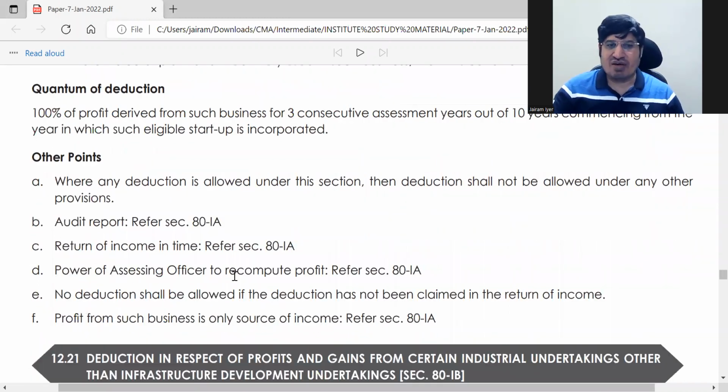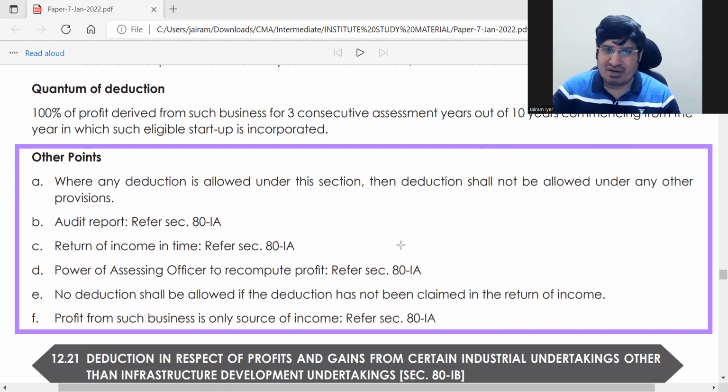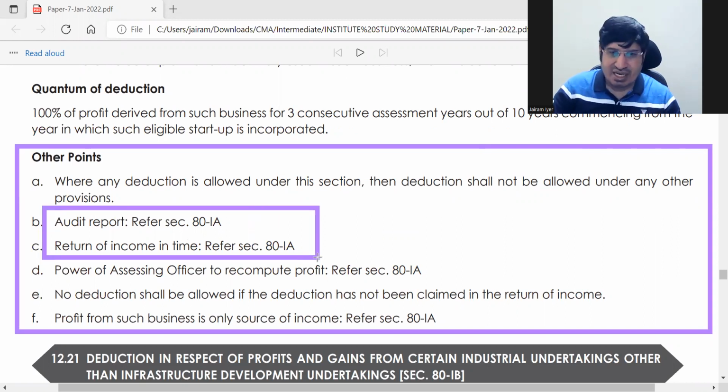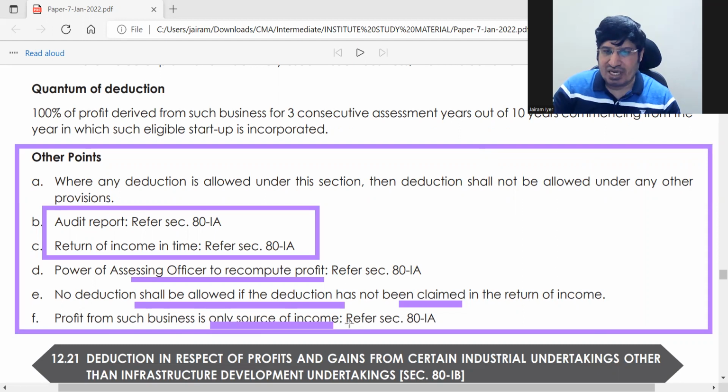ठीक है. Then these 5 points again total repetition. ठीक है. ये previous section में हमने देखे थे. Same is there. Okay. No deduction in under any other section. Here no deduction under any other section. Okay. Audit report and return of income same 80IA. Refer that. Okay. Power of assessing officer to recompute profit same as 80IA. No deduction allowed if the deduction has not been claimed. So it has to be claimed. Here also same. And compute profit as if it is the only source of income. Okay. When you compute it, you have to compute as it the only source of income.